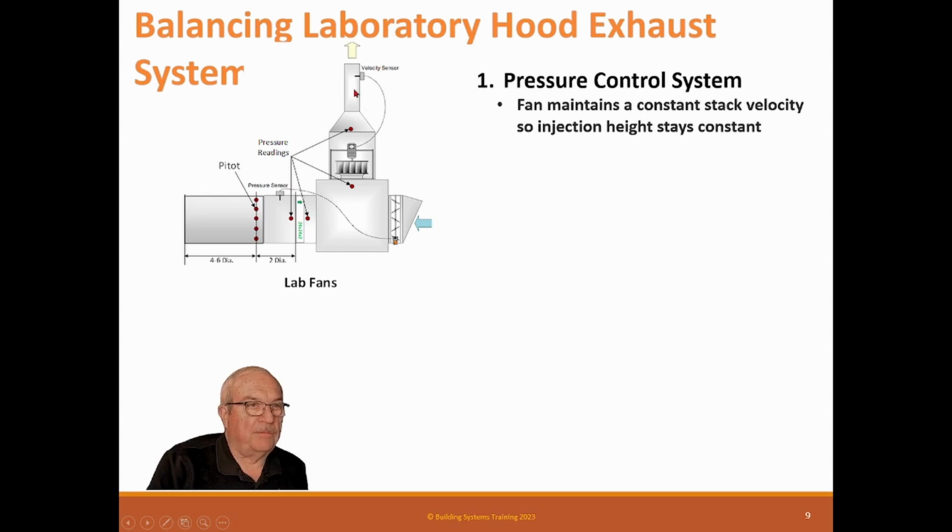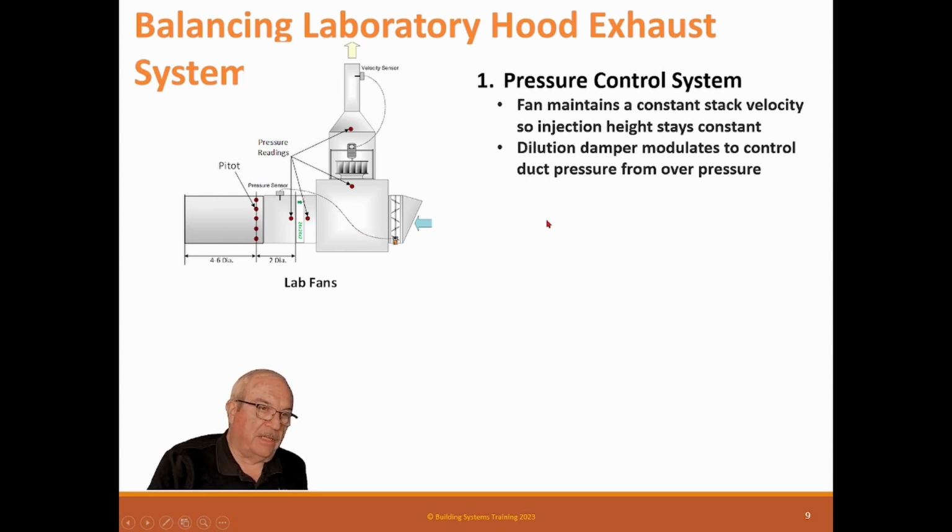So it's really important that the velocity remain constant. So what they do is they put a velocity sensor in the stack that actually runs the fan speed. So it guarantees that we'll always have design velocity on this stack. And then we have the exhaust system coming in here, and these are normally variable volume because the hood sashes go up and down. I'll get ahead of my notes here.